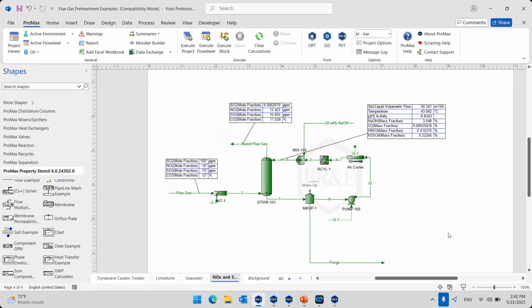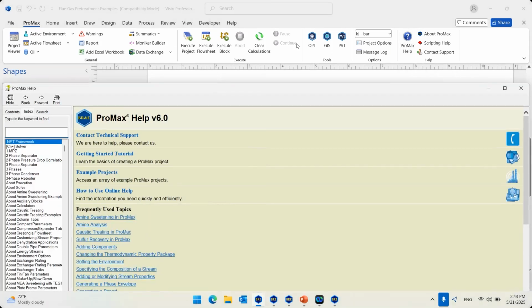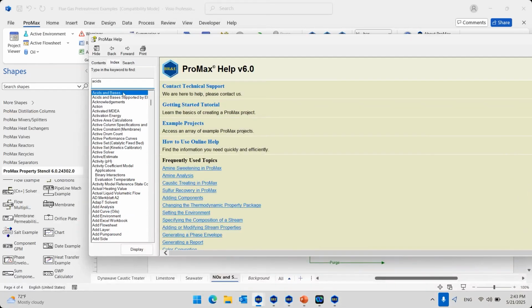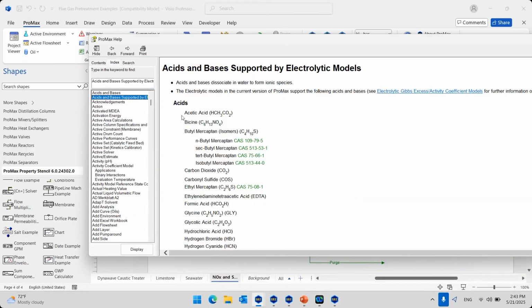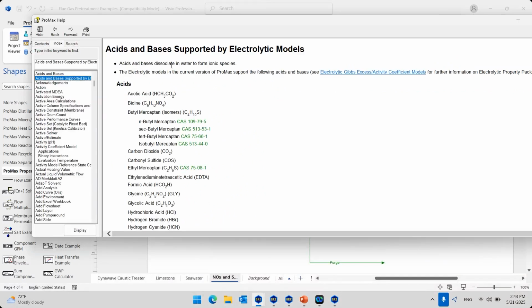For SO2, the behavior in water is just being taken care of by the electrolytic package itself. For NO2 and SO3, that is not the case. And how do I know? I know because I have worked with ProMax for a long time, but how would you know? The best way to see which compounds, which acids and bases ProMax's electrolytic package takes care of on its own, so their dissolution into the ions, is to have a look at our help page, which is called Acids and Bases Supported by Electrolytic Models. This will give you a list of all the acids and bases which dissociate in water to form ionic species, and ProMax is taking care of it.